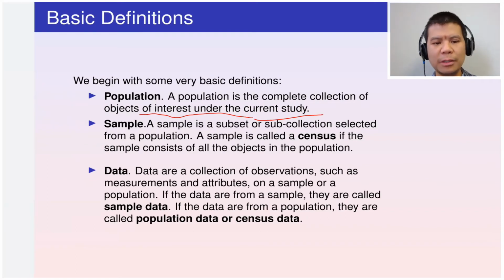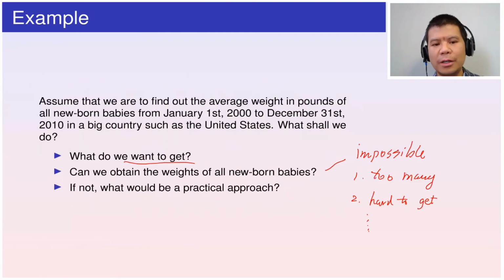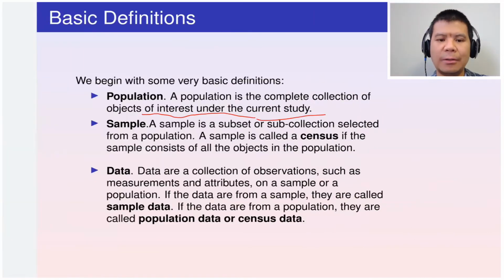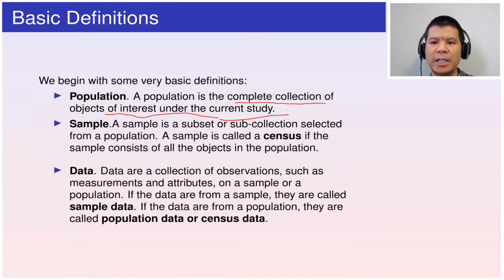Like in this example, we're trying to find out the average weight in pounds of all newborn babies from this time period and in this big country. So therefore, the population here is going to be all newborn babies during this time period in this country. That's the complete collection of objects of interest. That is a population.